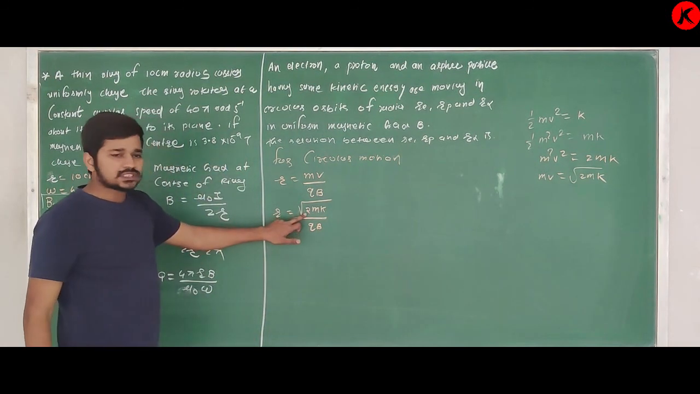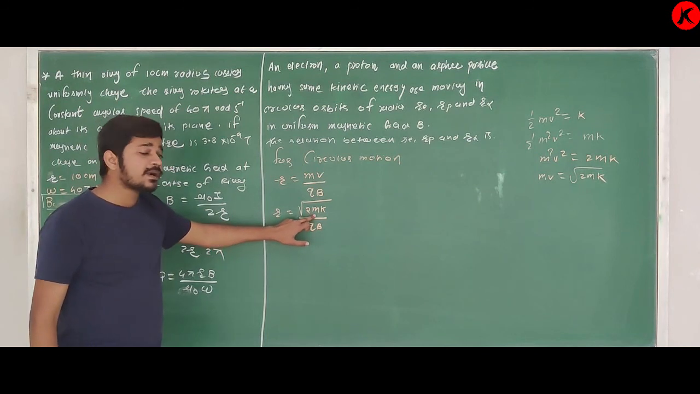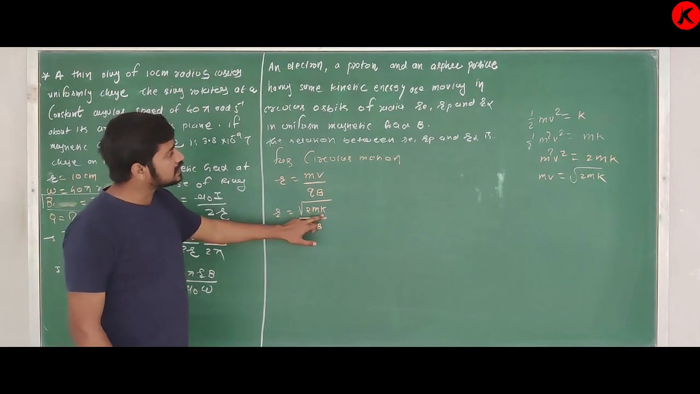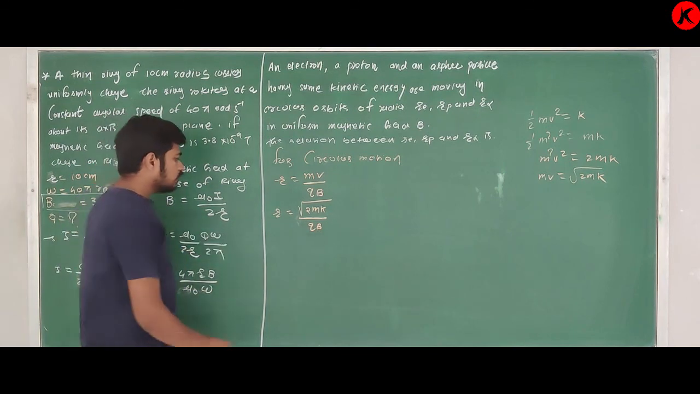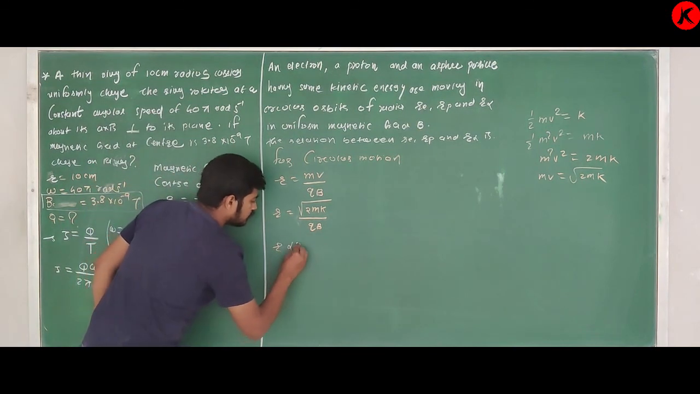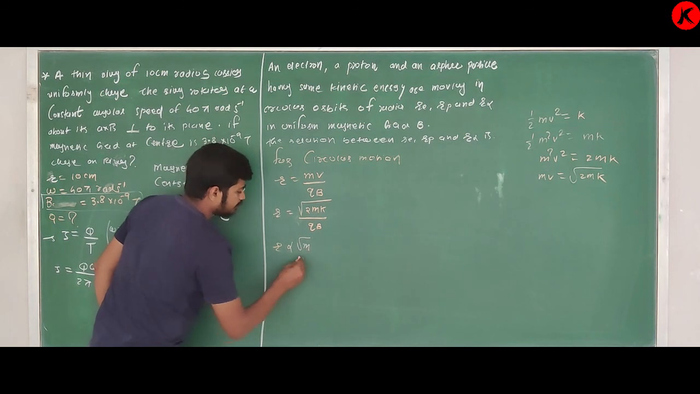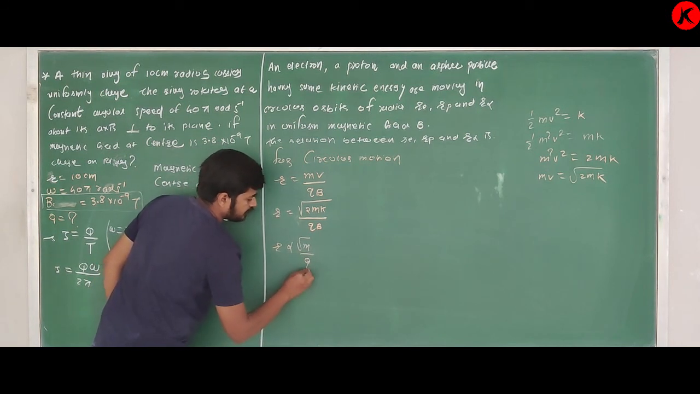So I can write the equation as R is equal to under root 2mK upon qB. The masses of the three particles are different, K is the same for all, q is different, and B is the same. So I can write R is proportional to under root m upon q.